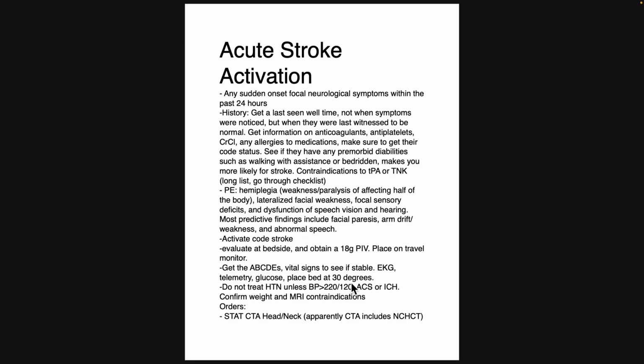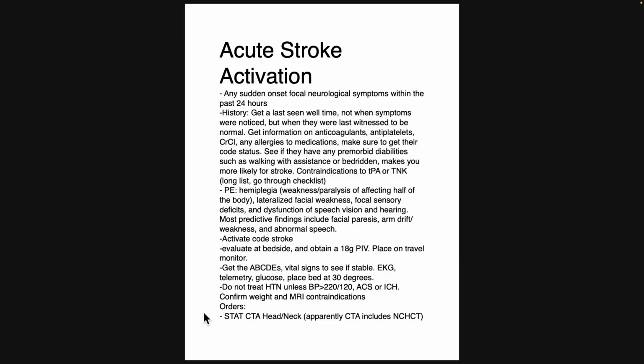We place the bed at 30 degrees, and the next thing is you don't want to lower hypertension if they're likely to have a stroke unless the blood pressure is greater than 220 over 120, or if they have any acute coronary syndrome or intracerebral hemorrhage. Hypotension has a pretty poor prognosis with stroke. We'll talk about that later, but next thing you want to do is confirm the weight and MRI contraindications.